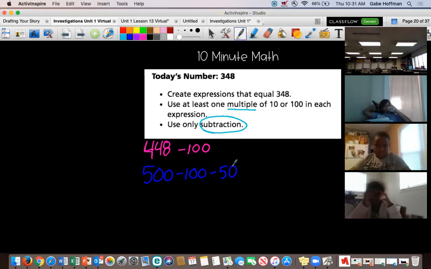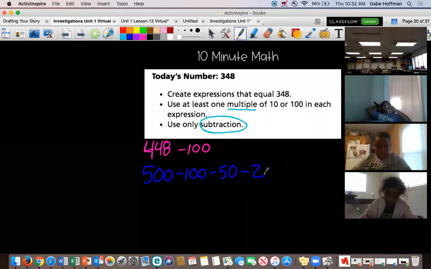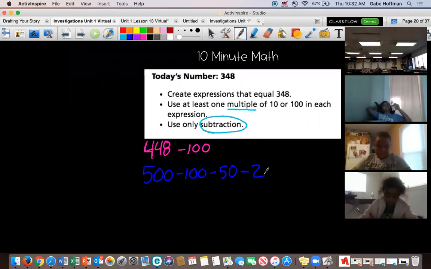Wouldn't be 450, that would be 500 minus 50. It's gonna equal 350. So how can we get to 348 from 350? What would we need to subtract? Subtract 2. Yep, there you go. So you have 500 minus 100 is 400, minus 50 is 350, and 350 minus 2 would be 348.